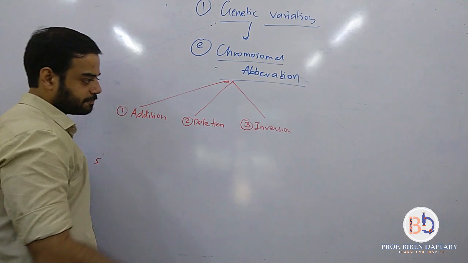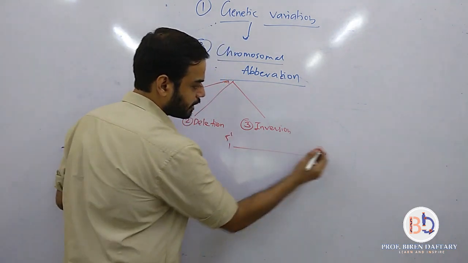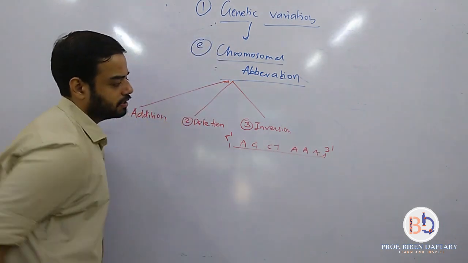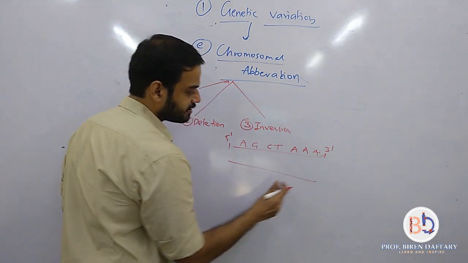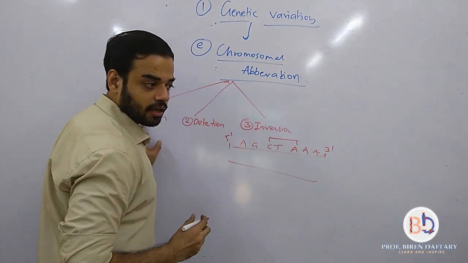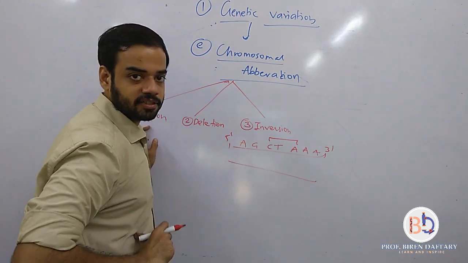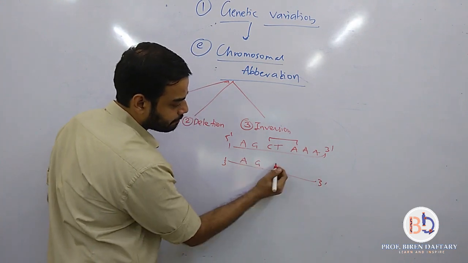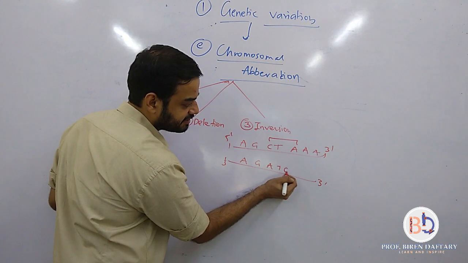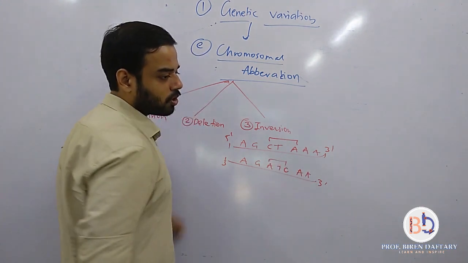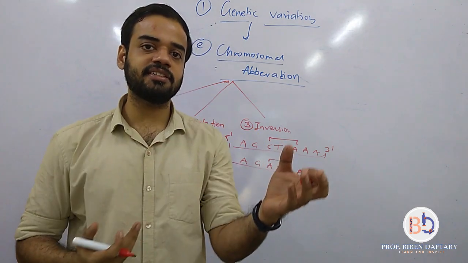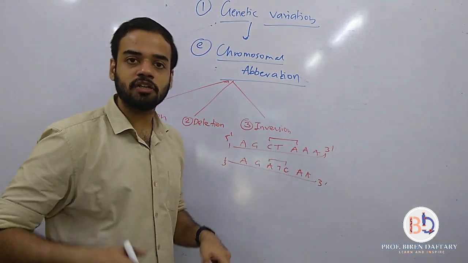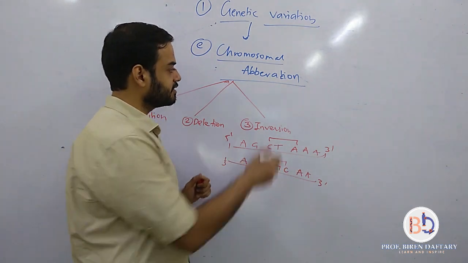Inversion means what? Just pay attention now. Again, I am drawing a sequence 5 prime to 3 prime, A, G, C, T, A. Now what I am doing is I am taking this sequence and rotating it by 180 degrees. So what will happen is this 5 prime, this 3 prime, A, G will remain the same, but now this will rotate by 180 degrees, A, T, C, A. So the nucleotide sequence reverses itself. Only this part will change its polarity, it will rotate by 180 degrees. This is called inversion. It will get reversed. Getting this?